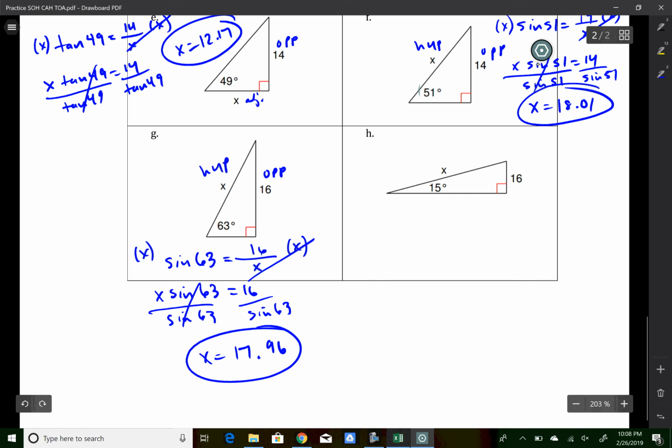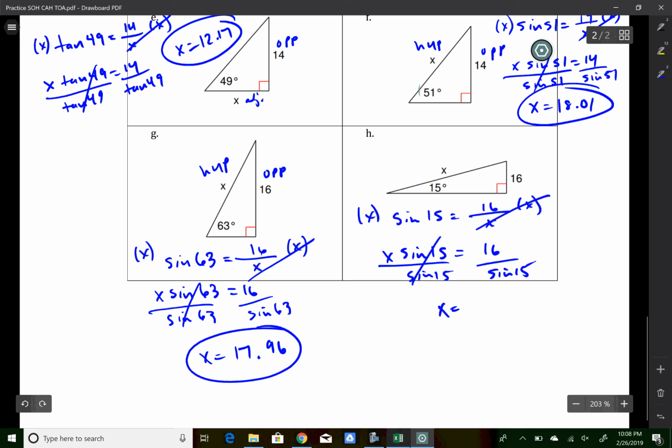And then one more sine ratio. Sine of 15 is 16 over x. Multiply both sides by x. And again, we want to get rid of that sine of 15. Type it in our calculator. And we have 61.82.